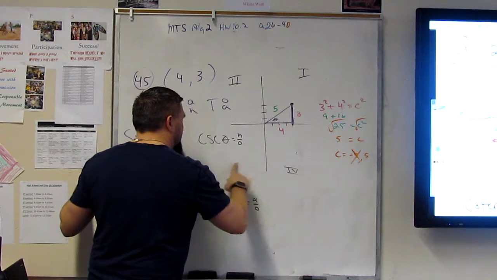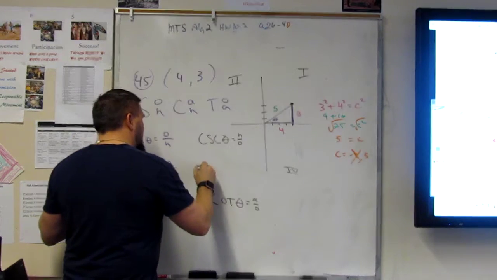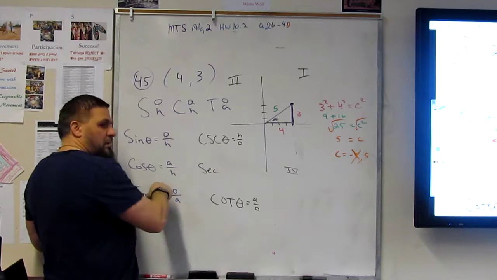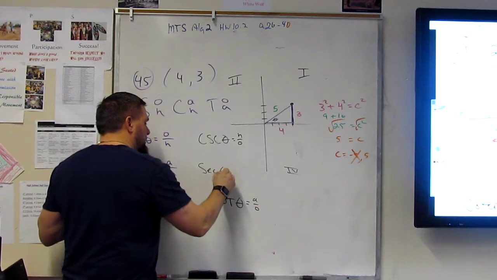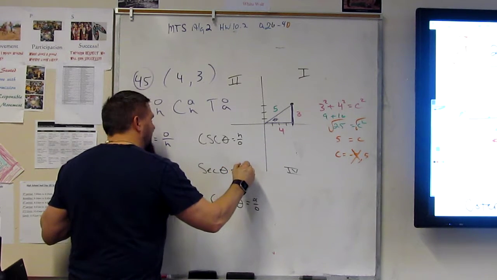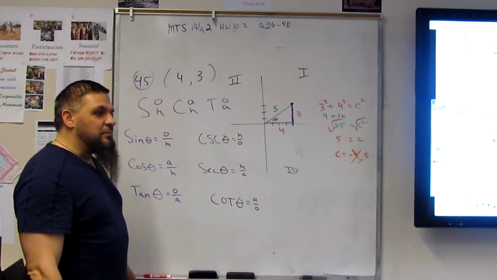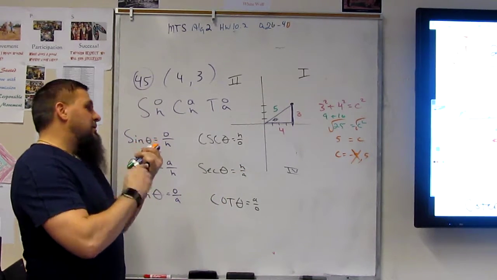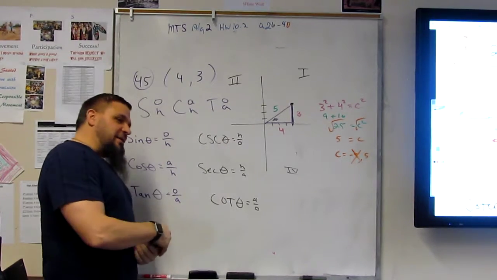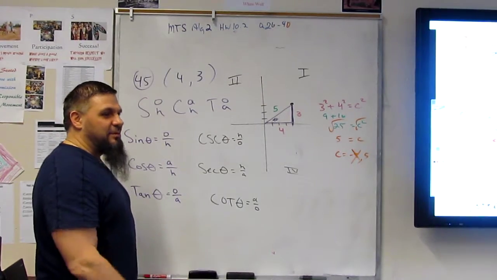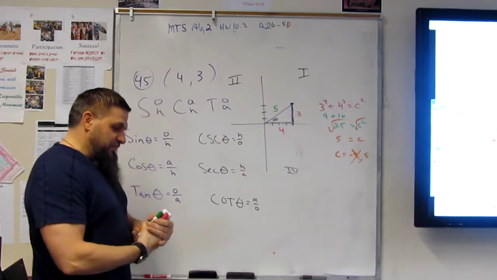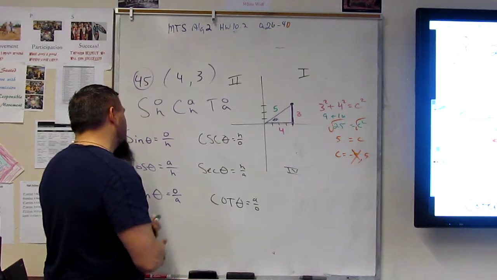So I'm going to erase this little 3 here. What's secant? It's H over A. What? Never mind. Okay, so this is as much jokes as I got.